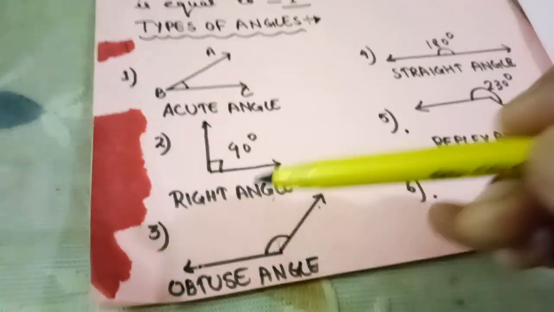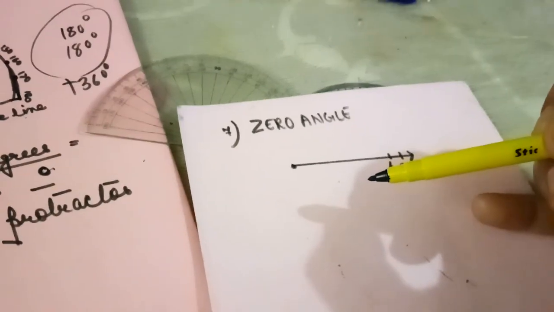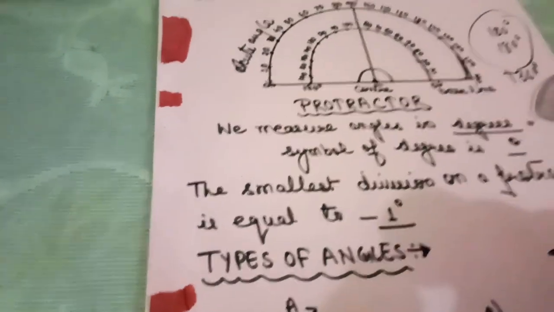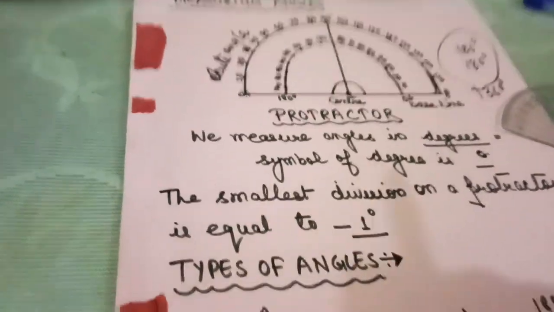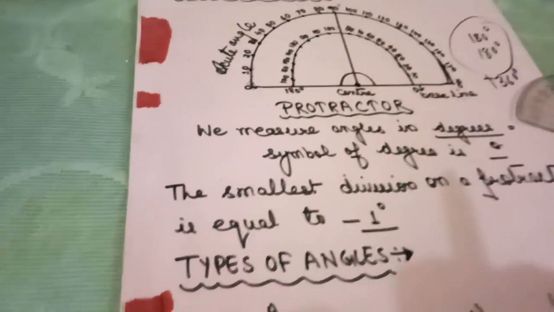So children, the types of angle we have learned are acute angle, right angle, obtuse angle, straight angle, reflex angle, and complete angle, and last one is zero angle. On this basis you can complete exercise 13A. Right? So revise, and in the next video I'll teach you how to draw angles with the help of a protractor.